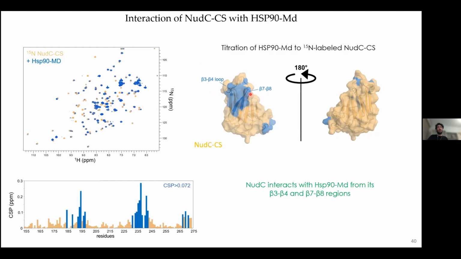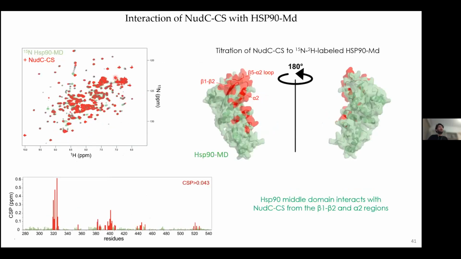and Hsp90. We can do the reverse titration. We also have the assignment for the middle domain of Hsp90, to which we can add the unlabeled CS domain. And we can follow the shifts, quantify them, plot them on the sequence, and map on the structure of the Hsp90 middle domain the residues that are significantly perturbed. And similarly to what we saw before, we have a very well-defined interface that is centered around the alpha 2 region of the Hsp90 middle domain and the beta 1, beta 2 strand. And again, no perturbation on the back of the domain.